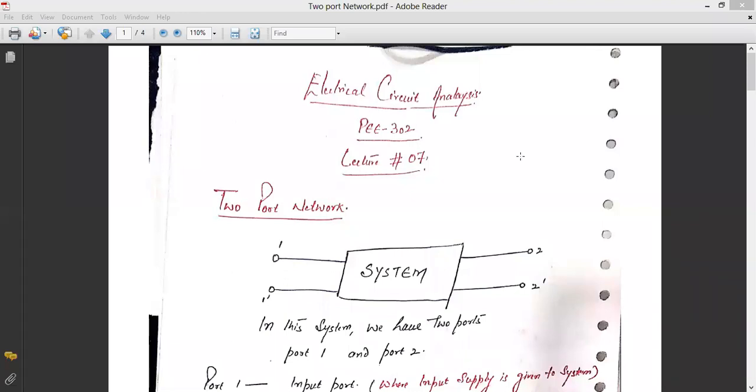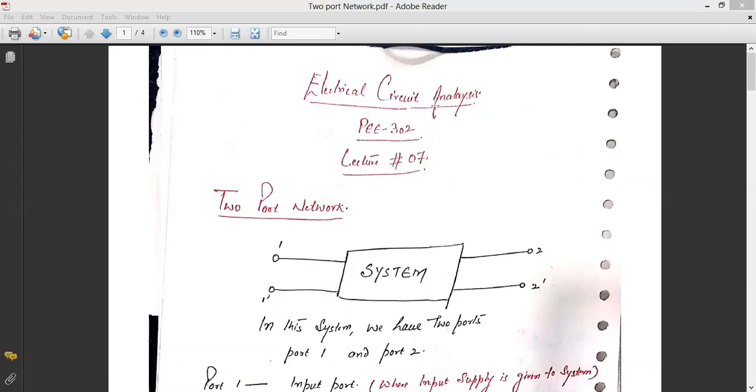Now today I'm coming to you with another unit of electrical circuit analysis, and this unit is known as two-port network. We have to discuss what we mean by this two-port network, how this two-port network can be used in our electrical circuit, and what the various two-port networks under this chapter are.